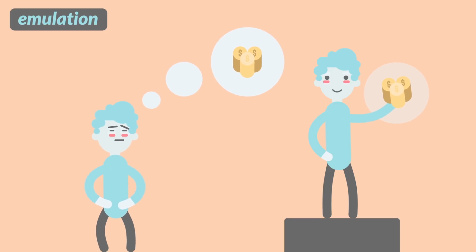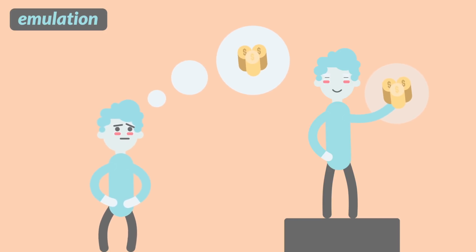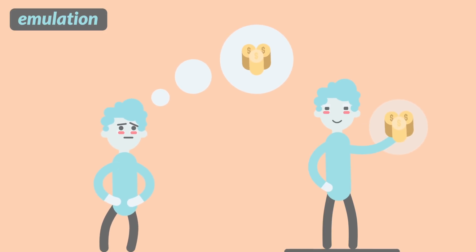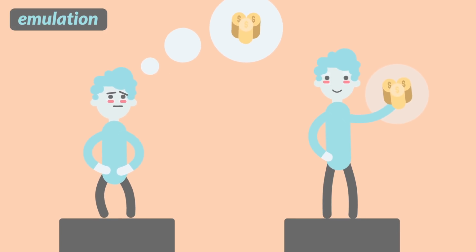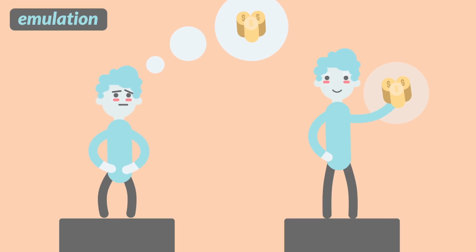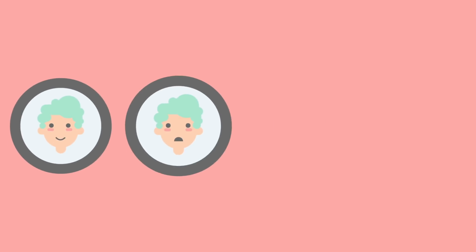Both feelings are painful, but emulation is better than envy. The envious person wishes that their peer did not have their good fortune. The person who feels emulation wishes themselves to have that same good fortune and is pained by not having it yet.